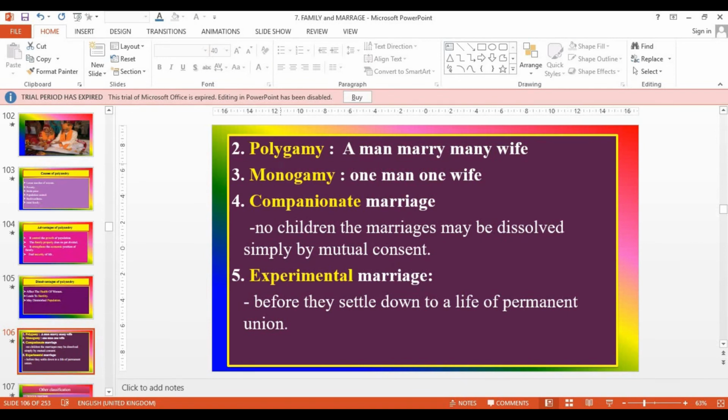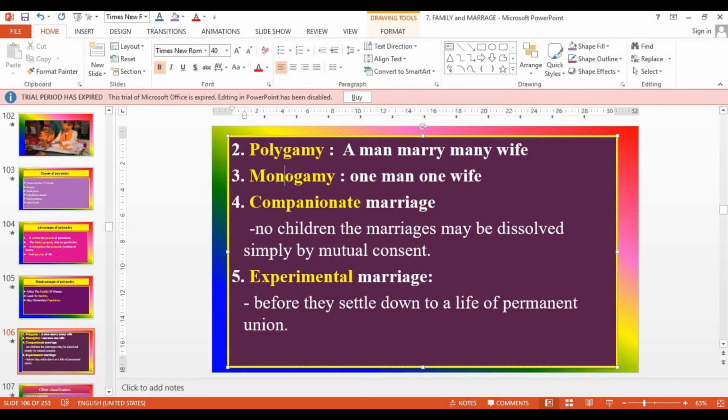Second type of marriage, polygamy. One man marries many wives. Third, monogamy. One man, one wife.